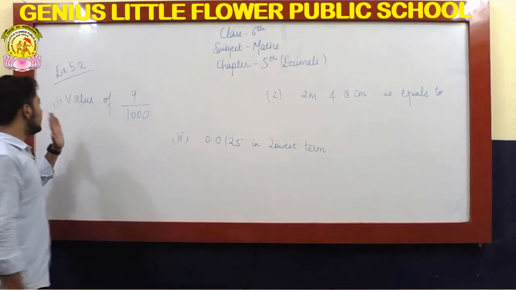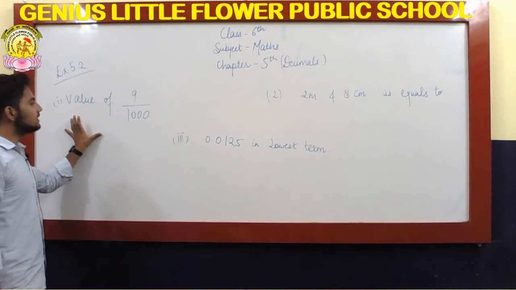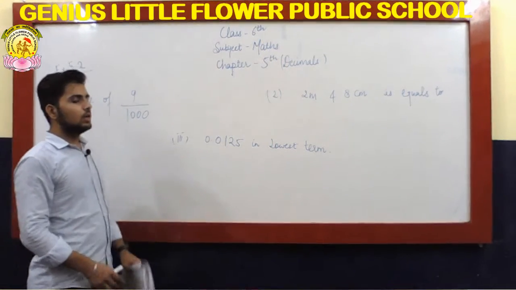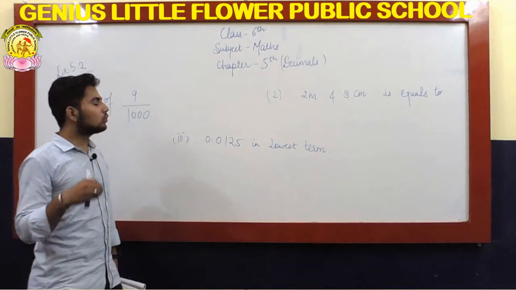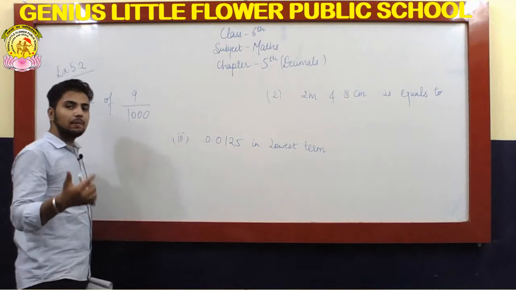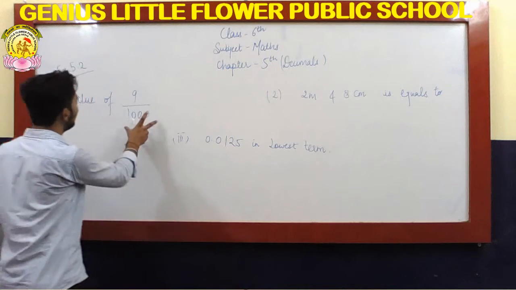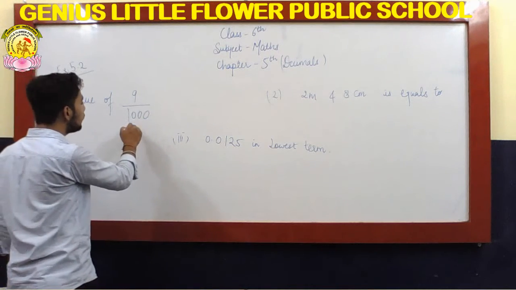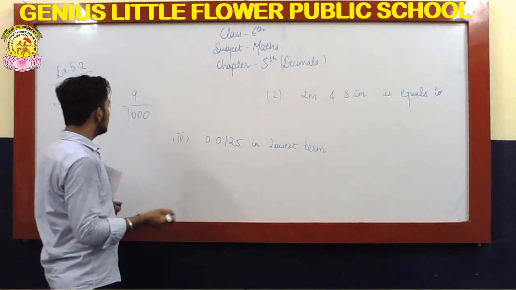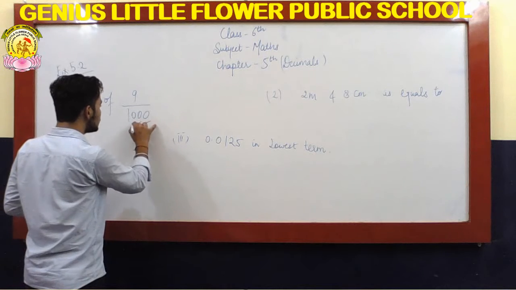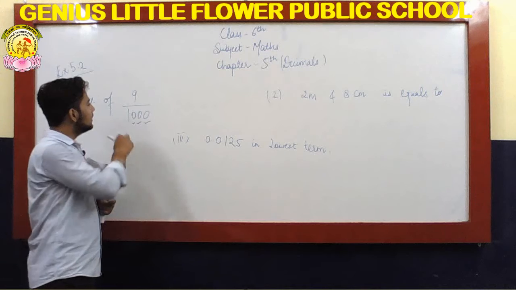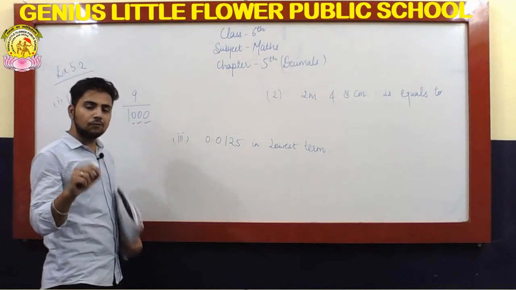So the first question of this exercise is: find the value of 9 by 1000 in decimals. So how do we calculate this? If we are given terms that are multiples of 10, the number of zeros will decide the decimal places. So if there are 3 zeros, there will be 3 digits after the decimal.